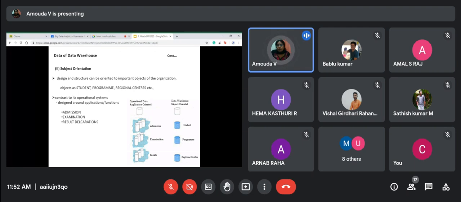So the structure need not be created for the admission. The structure needs to be created or oriented to the objects of the organization according to the subject. It is completely in contrast to the operational data. Operational data, on a daily basis, you will give the information. It's not like that for the data values. Any doubt?